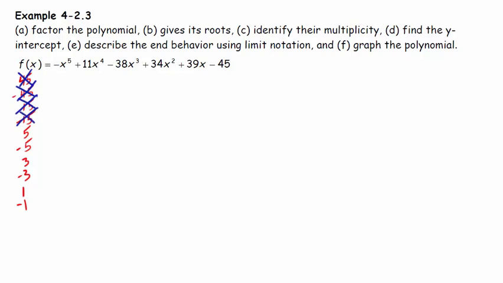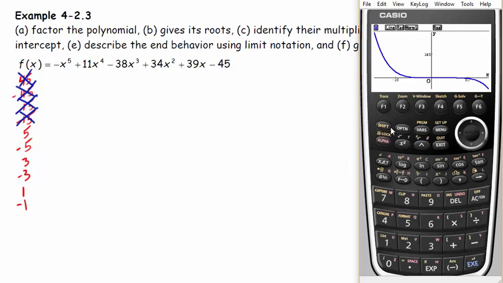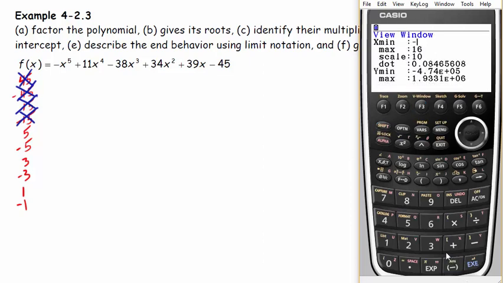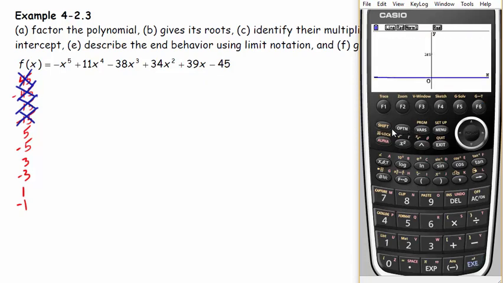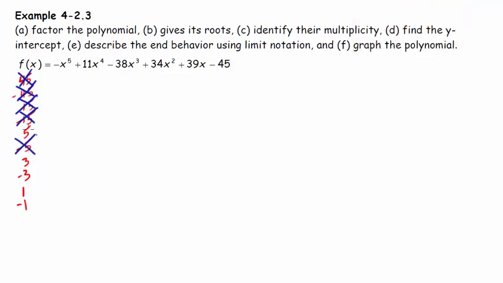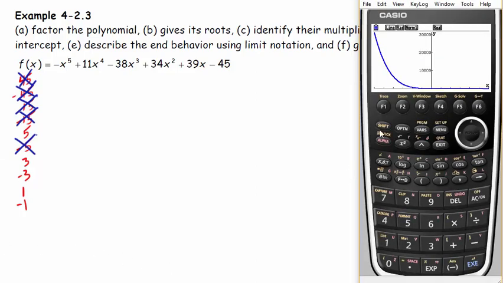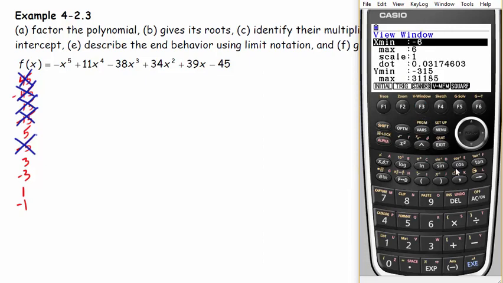So now maybe 5 and -5. So I might set my viewing window -6 to 6 and do a zoom auto. Now I can eliminate -5, but I can't really tell what's going on at 5 yet. So next we might try, let's see, negative 3 to 5. So let's go negative 3.5 to 5.5.